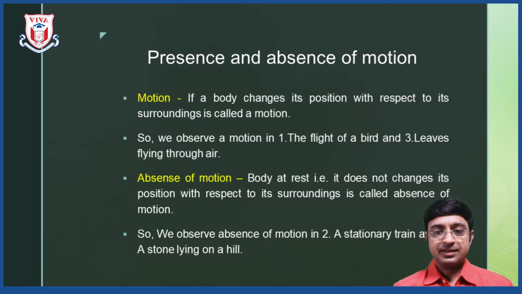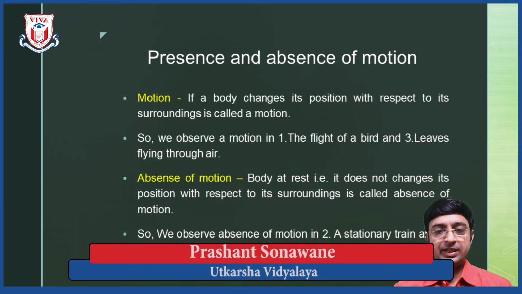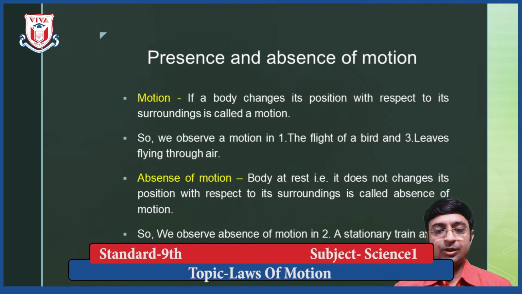Absence of motion. Body at rest, that is, it does not change its position with respect to its surrounding. It's called absence of motion. It means the body is at rest. So we observe absence of motion in example number 2, that is a stationary train, and example number 4, a stone lying on a hill.